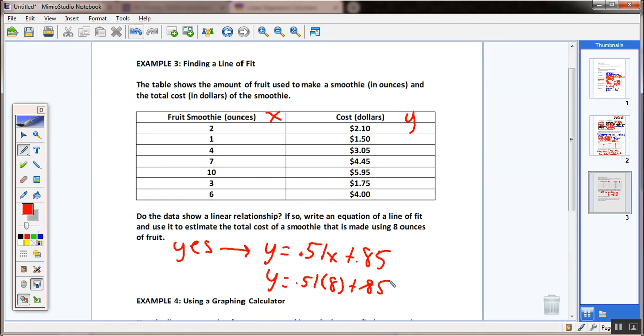Anybody get that? You punching, Maddie? Yeah, that's $4.93. Okay, so an 8-ounce one. Hey, I can get an idea. Is 8 listed over here, kids? Is 8 even listed over here in this chart for ounces? It's not. So we could use this information and say, well, this chart is linear. An 8-ounce smoothie would be about $4.93 based on the line of fit that we came up with. Okay?